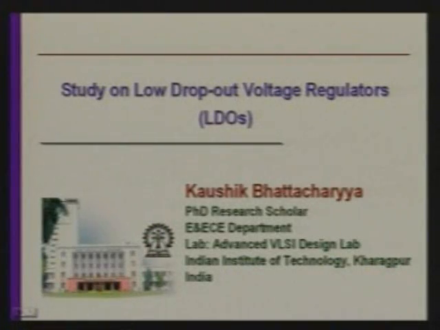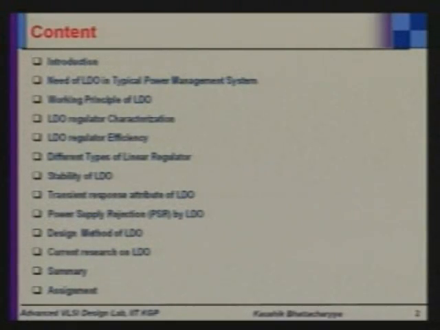Good afternoon, friends. Today we will discuss a study on low dropout voltage regulators. In this topic, I will first introduce the LDOs, then the need for LDO in a typical power management system, thereafter the working principle of the proposed LDO, then LDO regulator characterization. Here we will characterize the LDO: what specified terms are really required to characterize an LDO. LDO regulator efficiency is also an important factor.